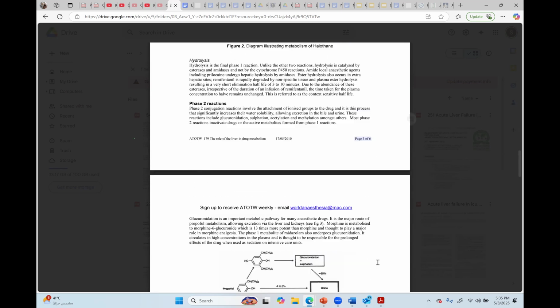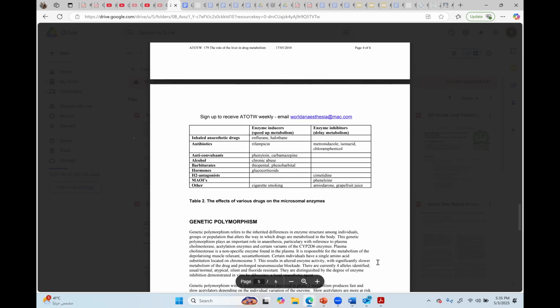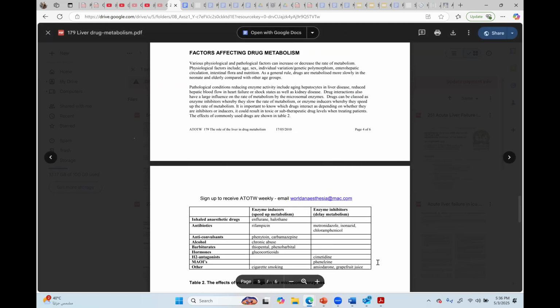Yes, sir. Do read about physiological and pharmacological changes, and I think we have covered almost everything. You should know about enzyme inducers and enzyme inhibitors. Inducers are rifampicin, phenytoin, chronic alcohol abuse, thiopentone, phenobarbital. And inhibitors are metronidazole, isoniazid, chloramphenicol, cimetidine, amiodarone. That's why we advise grapefruit juice avoidance in patients with liver disease. Okay.